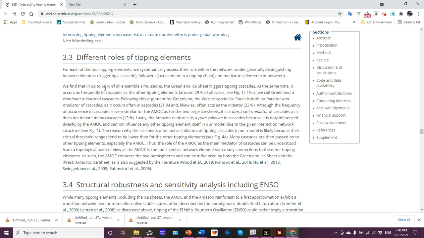We find that in up to 65% of all ensemble simulations, the Greenland ice sheet triggers tipping cascades. At the same time, it occurs as frequently in cascades as the other tipping elements. Thus, we call Greenland a dominant initiator of cascades. I think Greenland is the important initiator. I find that interesting. I can understand why they would say it's dominant. I want to know what they think about the Antarctic ice sheet.